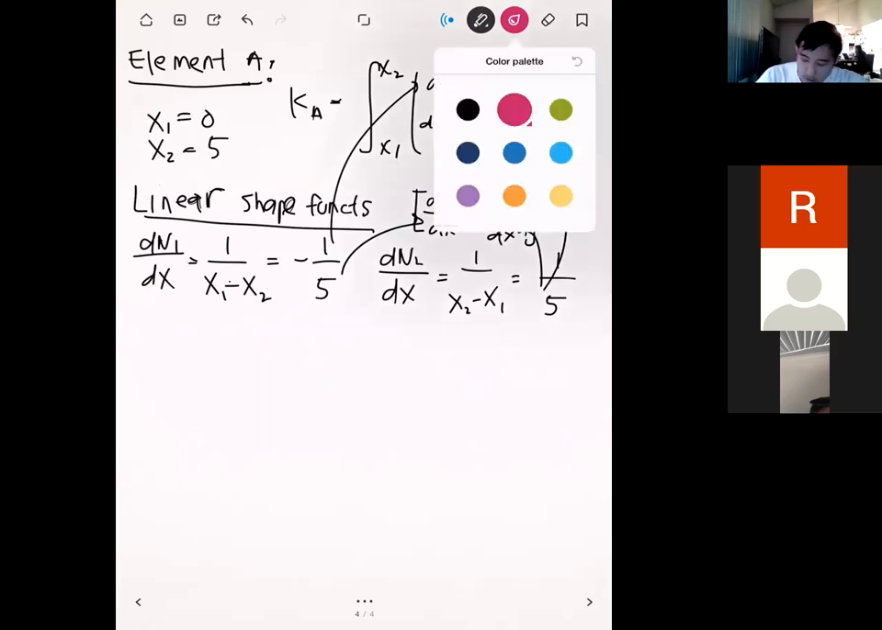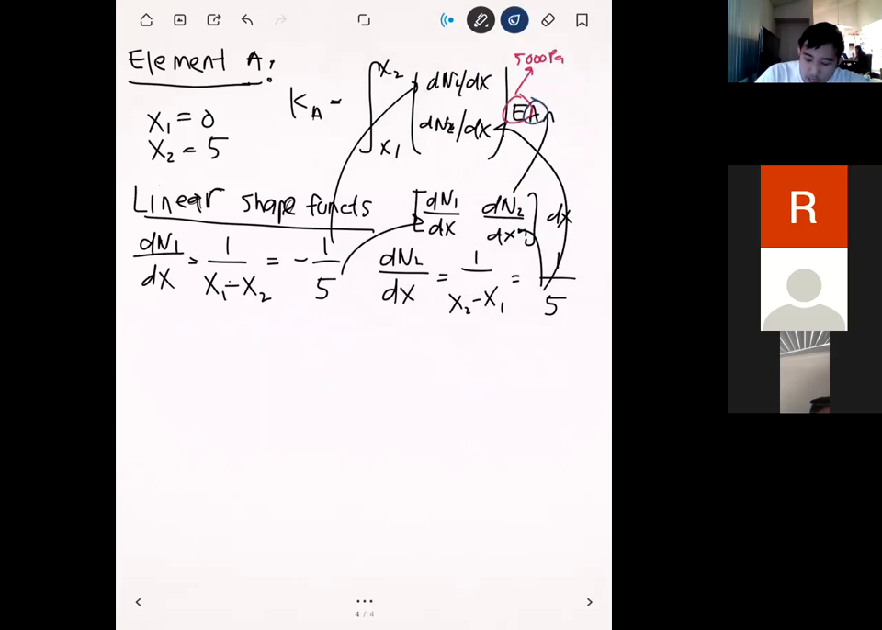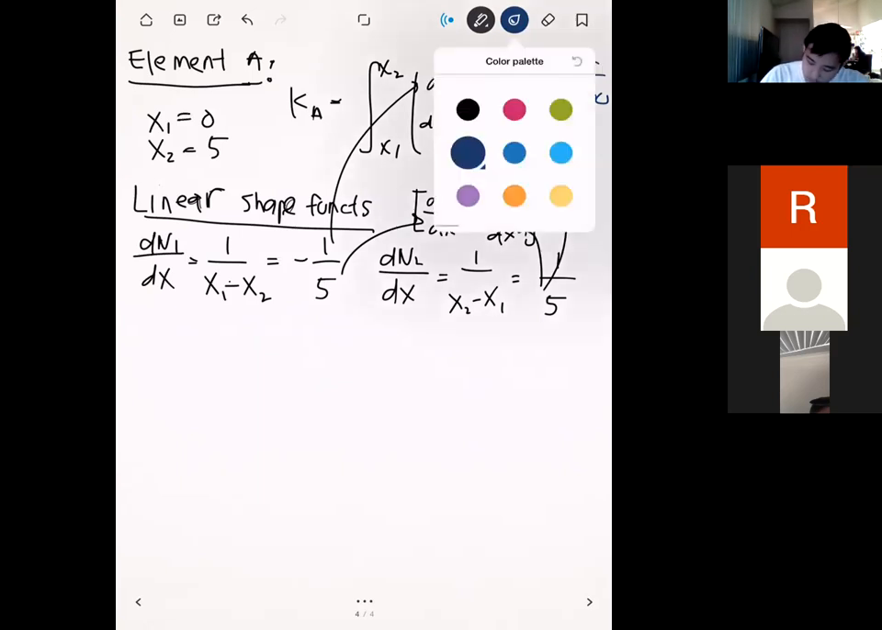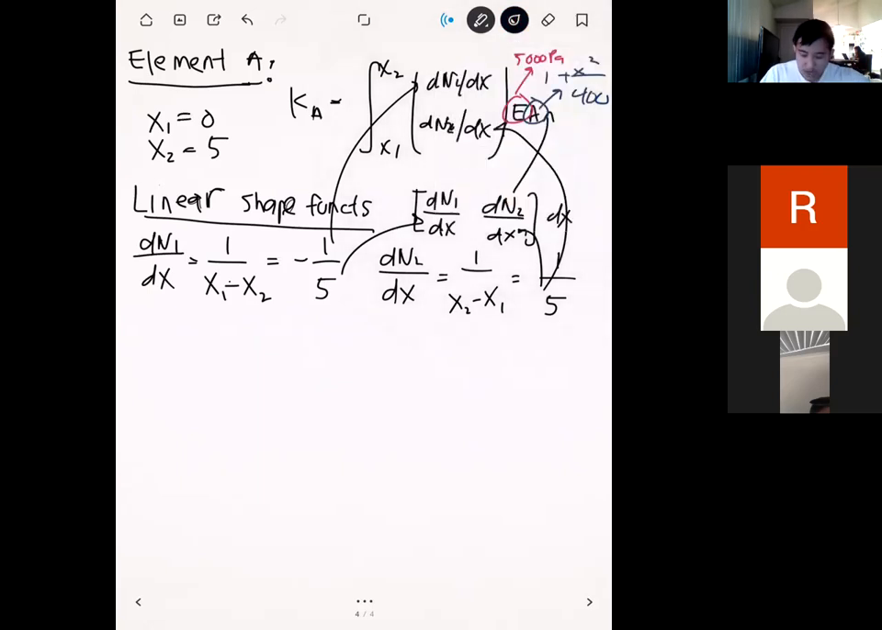Okay. And then for our A, we had our function for that, right? So for A was 1 plus x squared over 400. Okay. So let's go ahead and plug all these guys in. And so after plugging these in, we get Ka is equal to integral from 0 to 5.